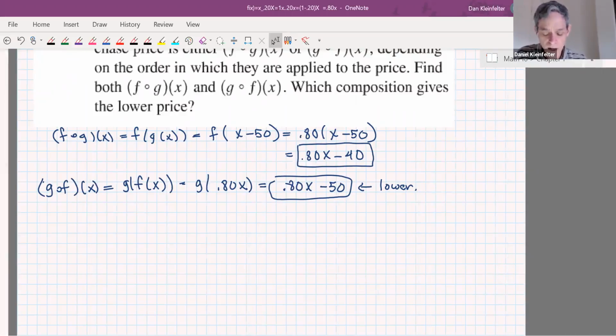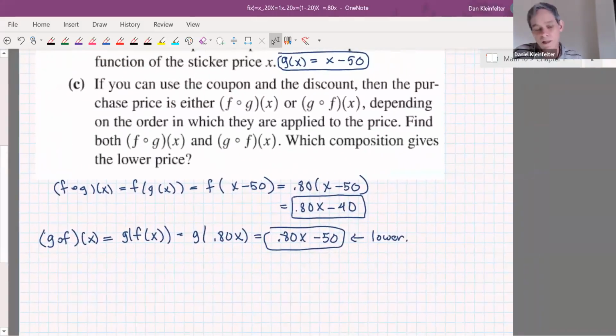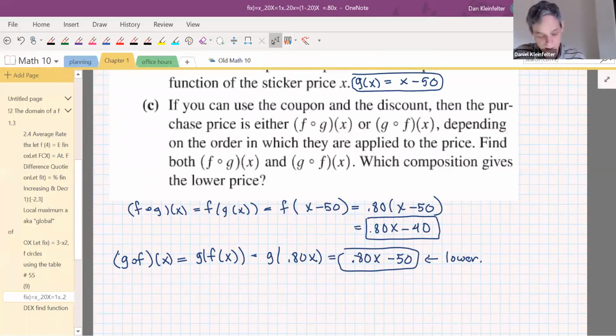If they're lowering the selling price of the phone by $50, then you're paying that 20% savings off of a smaller amount, which is why you're better off doing the 20% off first and then the $50 off after. All right, so this example is also a little bit on the contrived side, but it does illustrate the difference between the orders on two compositions. We just have one more slide and then we're done.